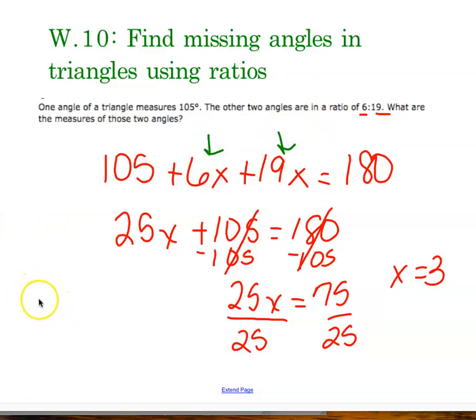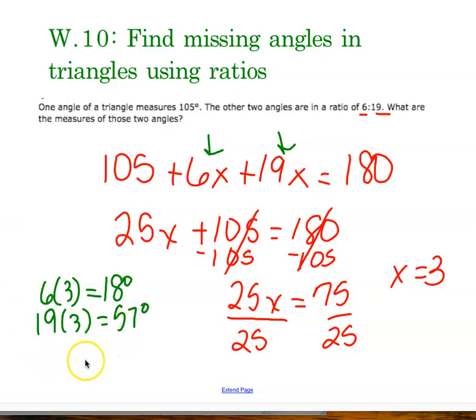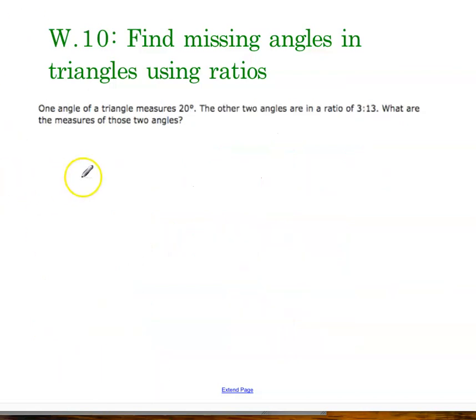I need to sub them back in to my equation. So the first angle was 6x, so I do 6 times 3, and that's 18 degrees. And the second angle is 19x, so I do 19 times 3, and I get 57 degrees. And I can always check. I know my first angle was 105, so I can always check to make sure that they equal 180 as well. I'm going to do one more example, so hopefully you'll get the hang of this.